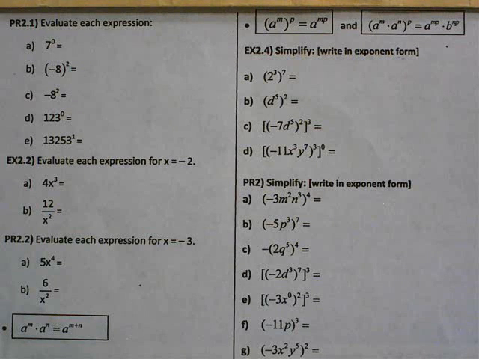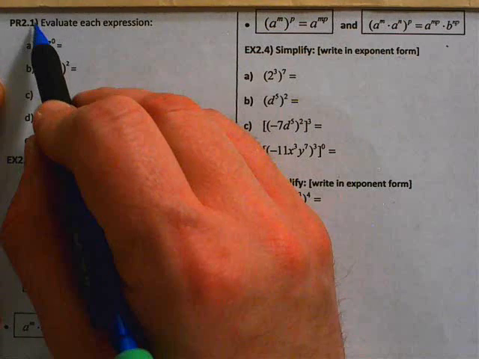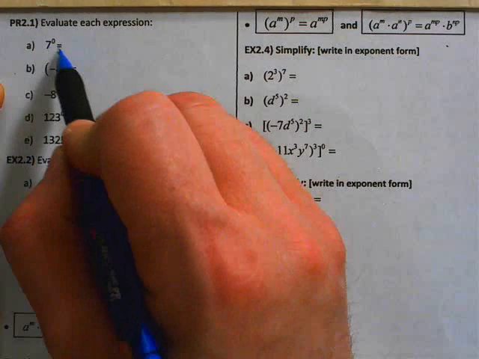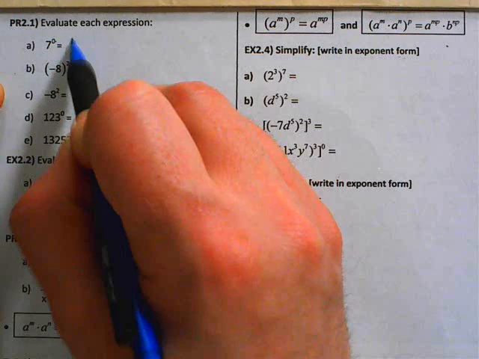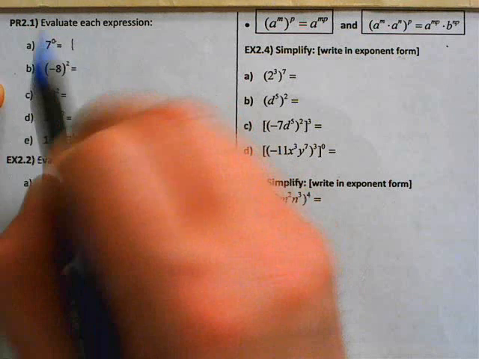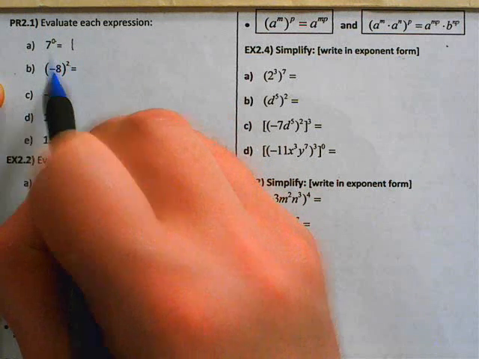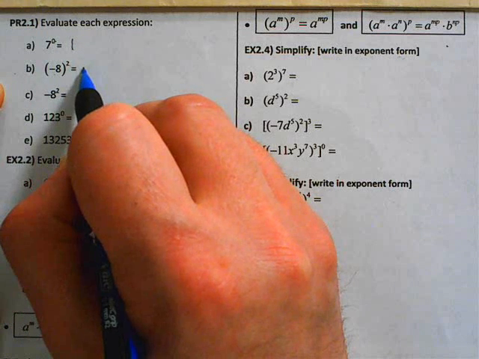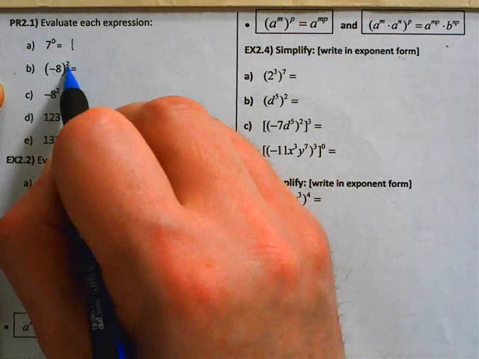Okay, welcome back. You have tried practice problems 2.1, so let's go over the answers. 7 to the 0 power is 1, because any number raised to the 0 power is 1. Negative 8 to the 2nd power, will the negative stay or disappear? The negative will disappear, because this is an even power. So this would be positive 64.